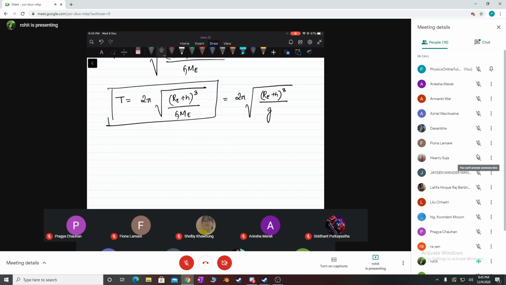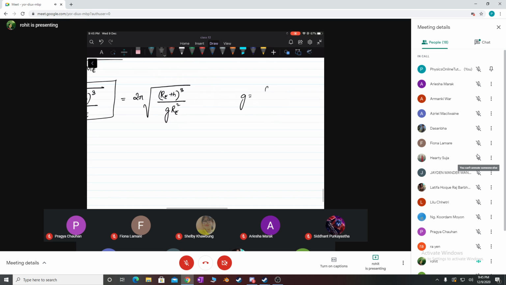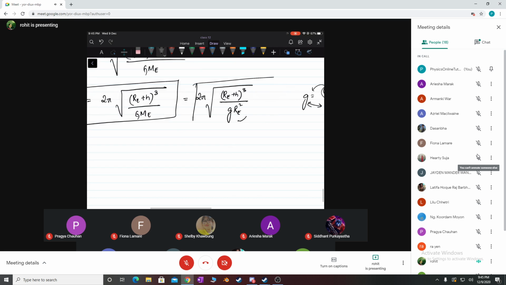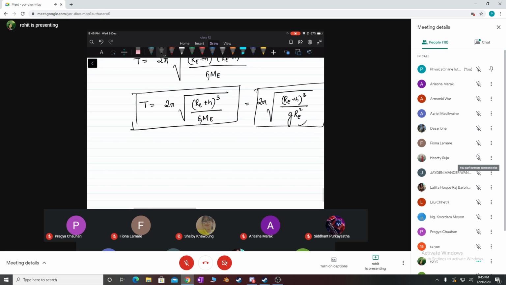We can write GRE square, if you remember this, because I showed you G is equal to capital GME by RE square. So in place of GRE, I can write GME, or GME can be replaced by GRE square. So I'm doing that right now. You can see, either I write that or I write like this. It doesn't matter, but the point is this.